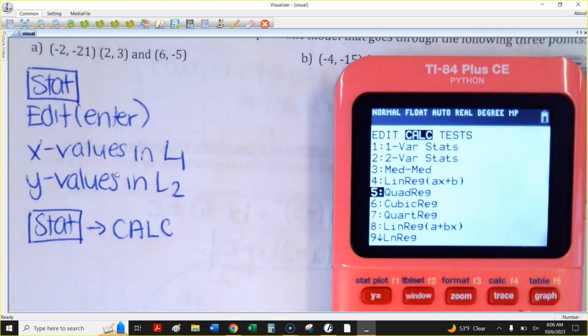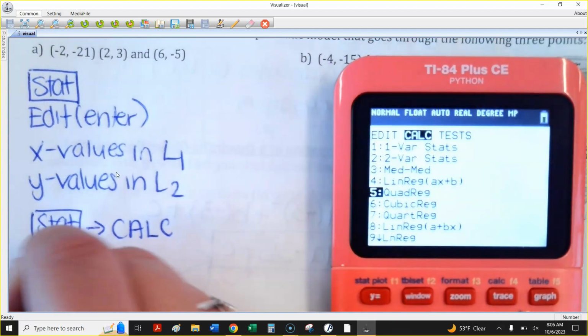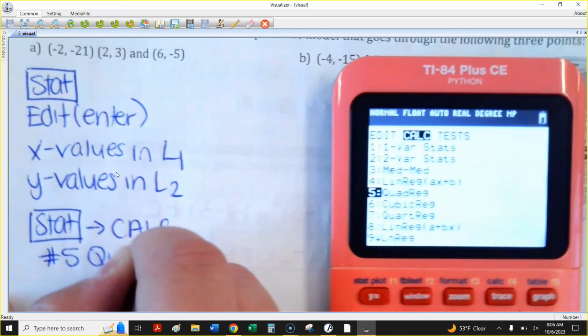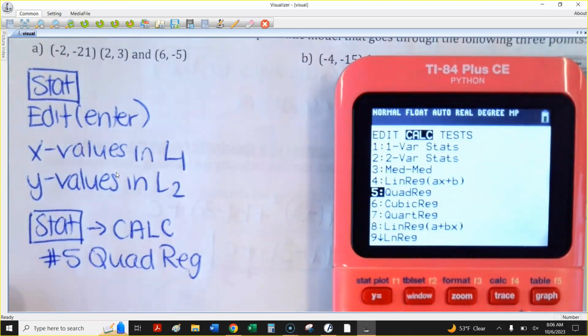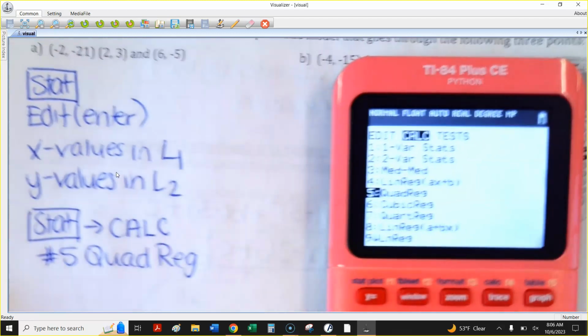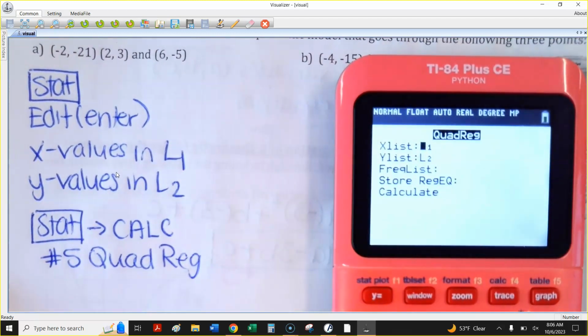Any kind of regression is just the calculator taking the points that you've entered and trying to make a model based on those points. So if I pick this one, it'll make a quadratic equation that'll go through those 3 points to the best of its ability. You're going to pick number 5, QuadReg, quadratic regression. You can arrow down to it or just hit the number 5, but then you have to hit enter.